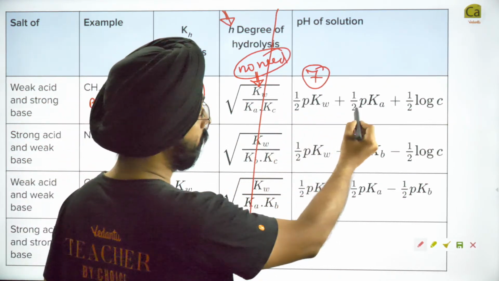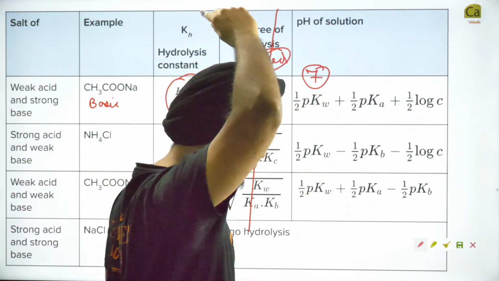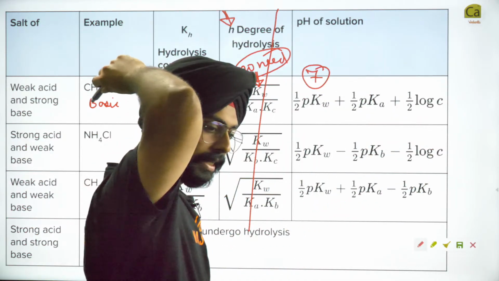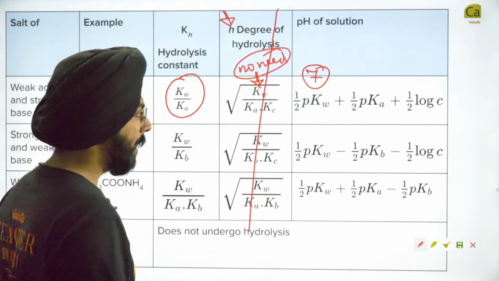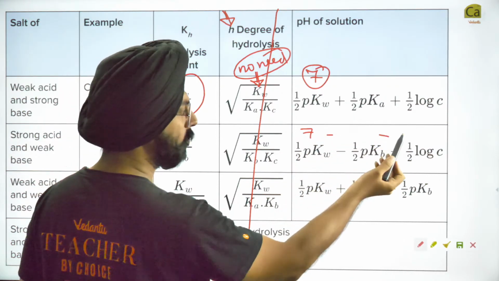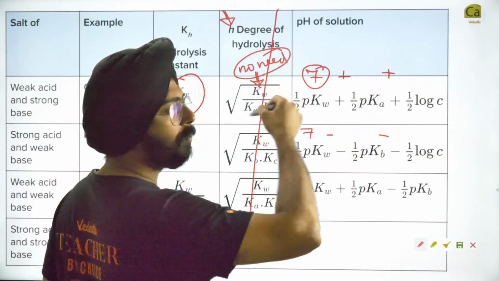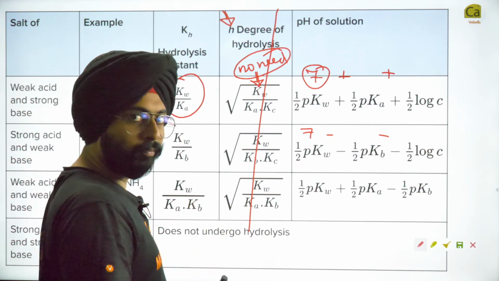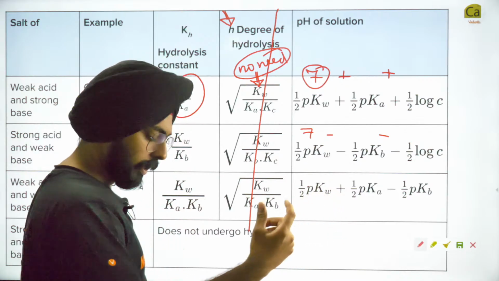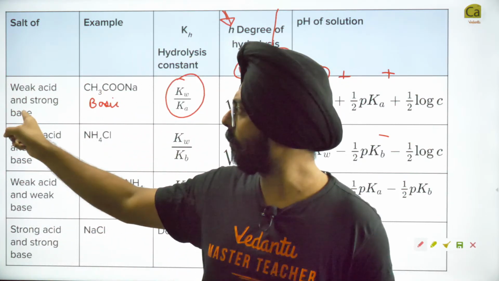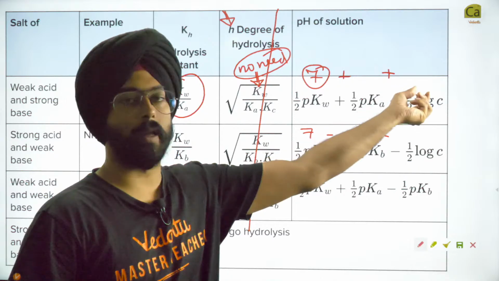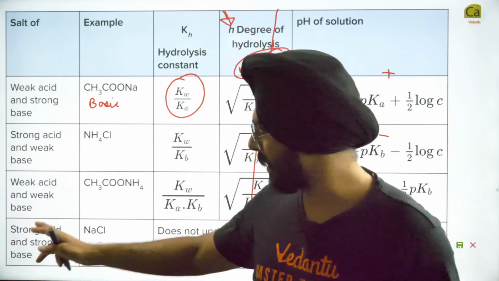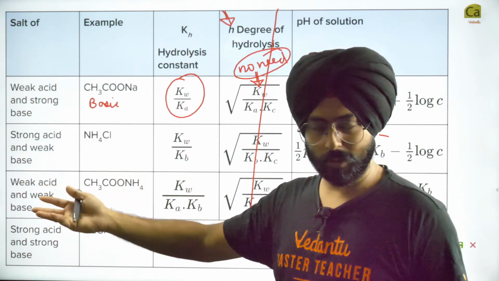So 7 plus half pKa plus half log C, because this is a basic salt. 7 minus half pKb minus half log C, because that is an acidic salt, the second one. So it's acidic, so you will be doing 7 minus minus. Over here you will be doing 7 plus plus, because it's a basic salt. So that's a way in which you can remember this formula. For a basic salt, the salt that comes out of a strong base, it is 7 plus plus, the other one is 7 minus minus.